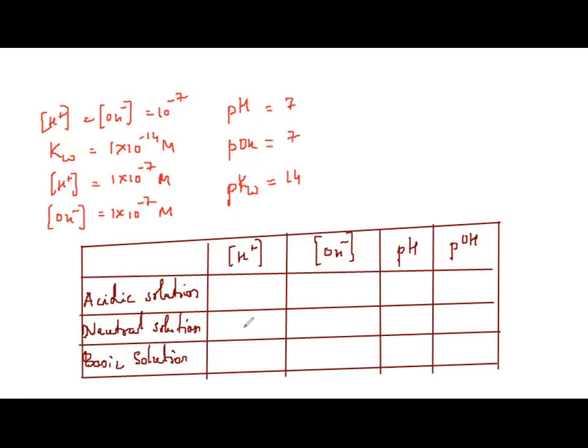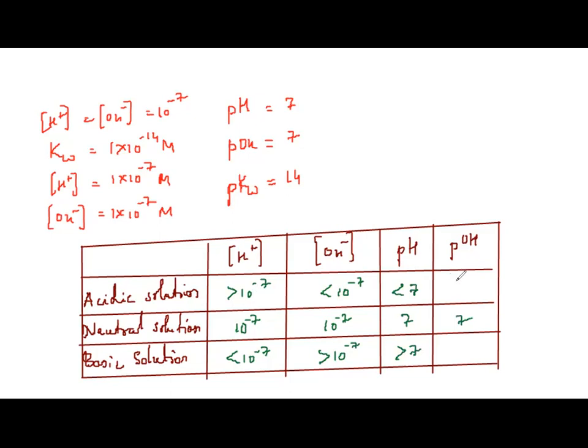Here, H plus ion concentration for a neutral solution is 10 raised to minus 7. For acidic, it is more than 10 raised to minus 7. For basic, it is less than 10 raised to minus 7. OH minus ion concentration: for neutral, it is 10 raised to minus 7; for acidic, it is less than 10 raised to minus 7; for basic, it is more than 10 raised to minus 7. pH: for a neutral solution, it is 7; for acidic, it is less than 7; for a basic solution, it is more than 7. pOH, for neutral, it is 7.